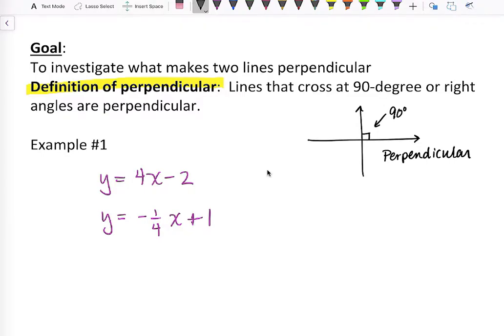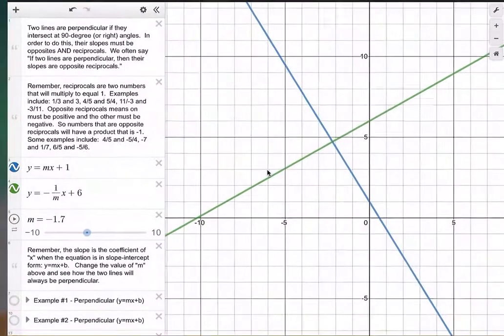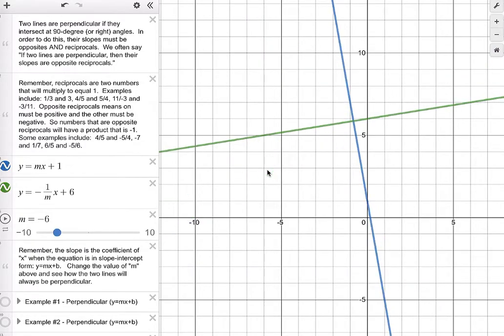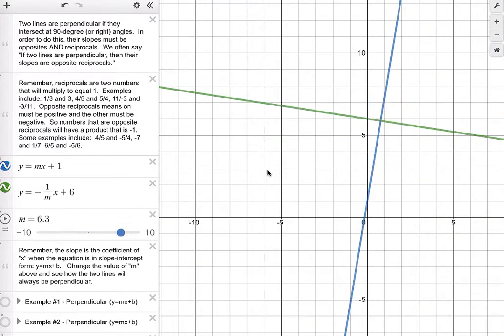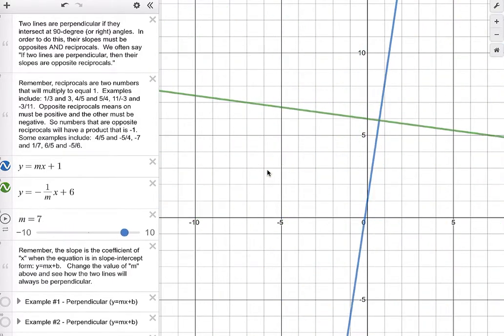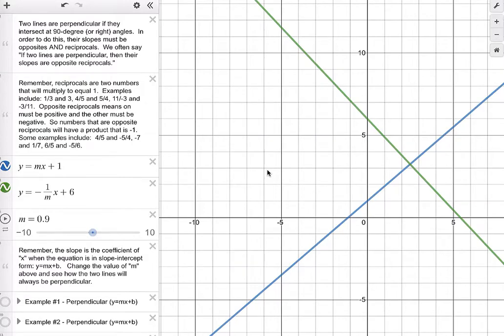Okay, so before we dig into example one, let's look at some visuals of what perpendicular lines look like. We're going to use Desmos here, and you can see that I have two lines that are perpendicular. No matter how I change the slope, they continue to be perpendicular because I have my lines set so that the slopes are opposites and reciprocals. The first box in the upper left-hand corner says, two lines are perpendicular if they intersect at 90-degree or right angles. In order to do this, their slopes must be opposites and reciprocals. We often say if two lines are perpendicular, then their slopes are opposite reciprocals.